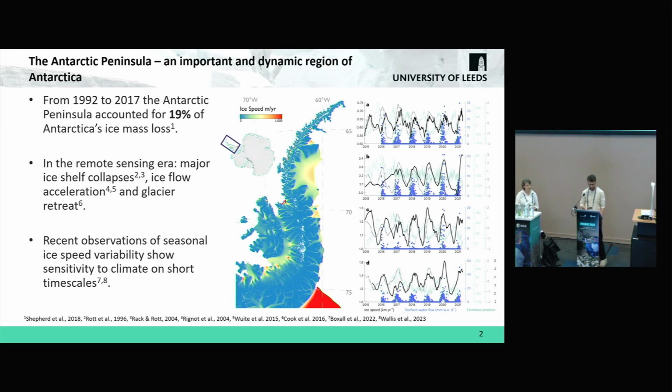And this is, in many ways, a place where we can study some processes in Antarctica that don't happen elsewhere. So ice shelf collapse, seasonal speed trends. In some ways, it's like our future for Antarctica, perhaps. It's wetter, it's warmer, there's more melt.